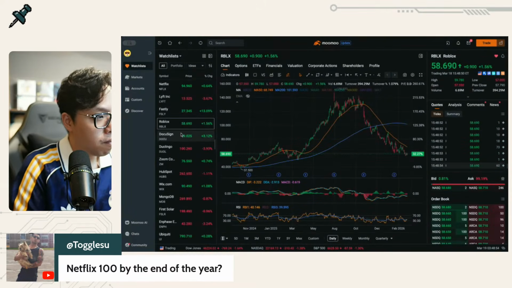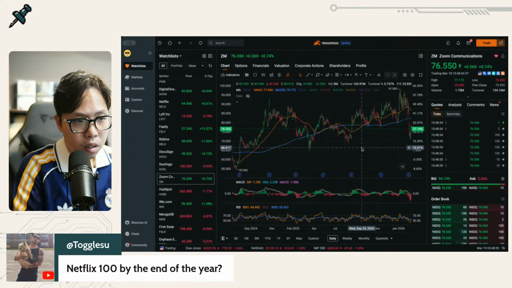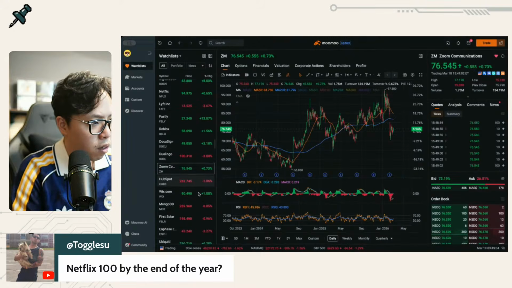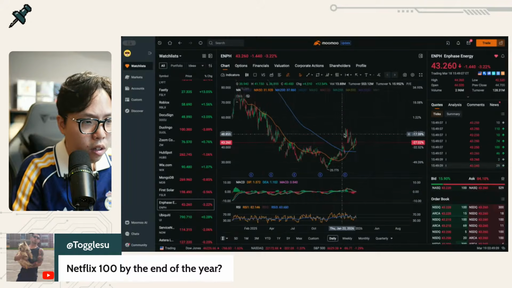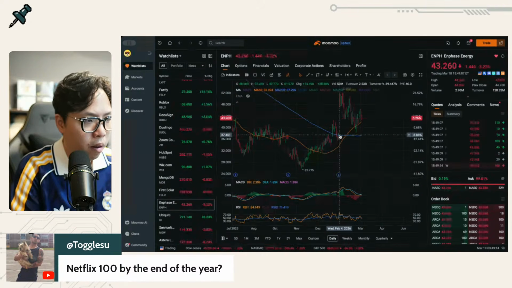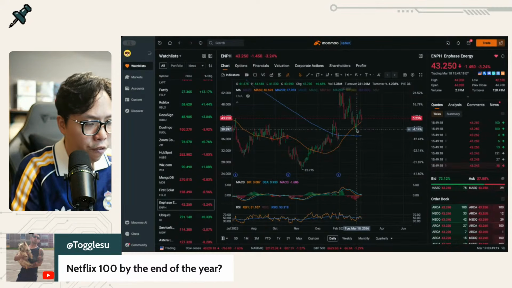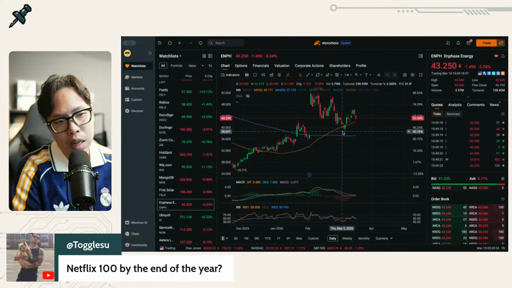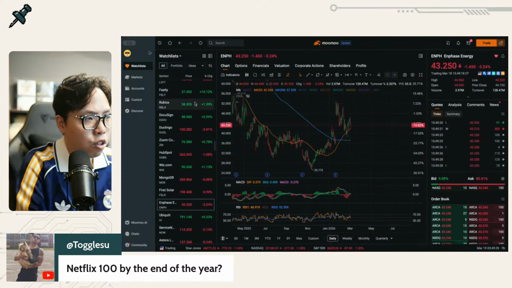Let's see. What other names do I have? Zoom. Zoom is okay, still basing in the 70s after the drop. Enphase is around $43. So Enphase has done pretty well. I think it closed the gap, which was important from a technical perspective. Rebounded off the 50-day moving average, and this is slowly seeming to be trending upwards, right? So to me, everything should be fine with Enphase.